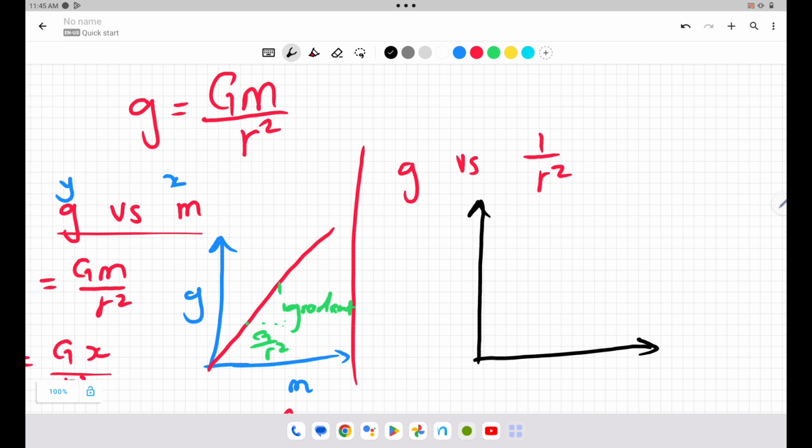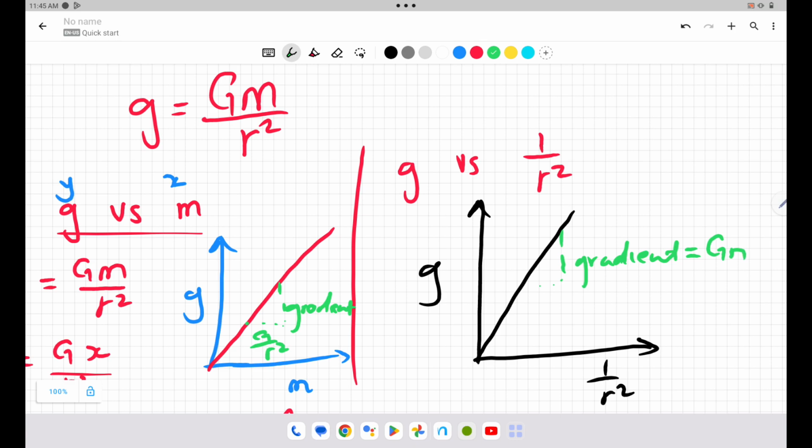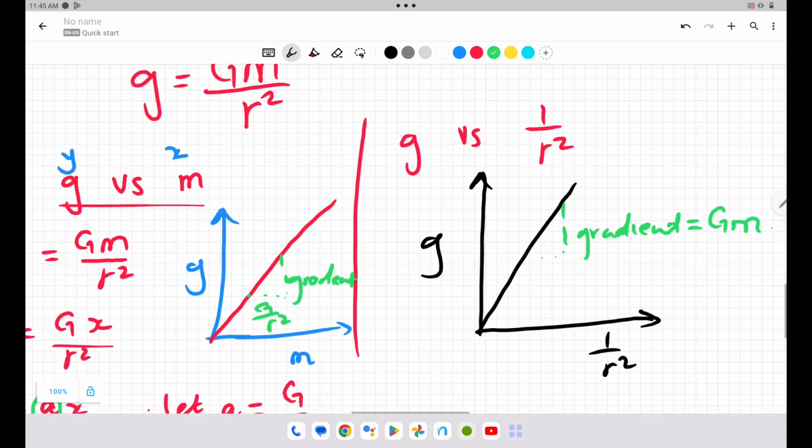Okay, so we have g versus 1 over r squared. This will give us a straight line graph. What does the gradient of the graph represent? Please feel free to pause and try this out for yourself. The gradient of this graph represents g multiplied by the mass of the planet.